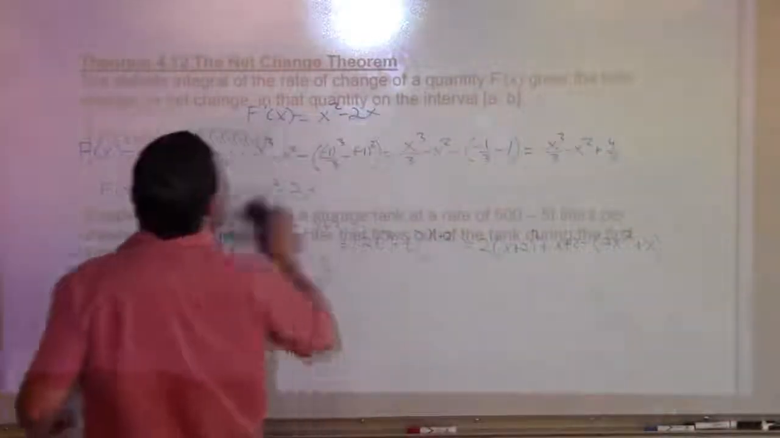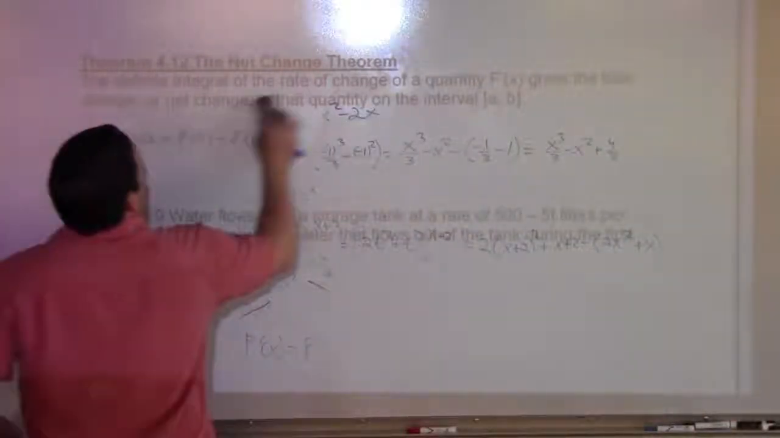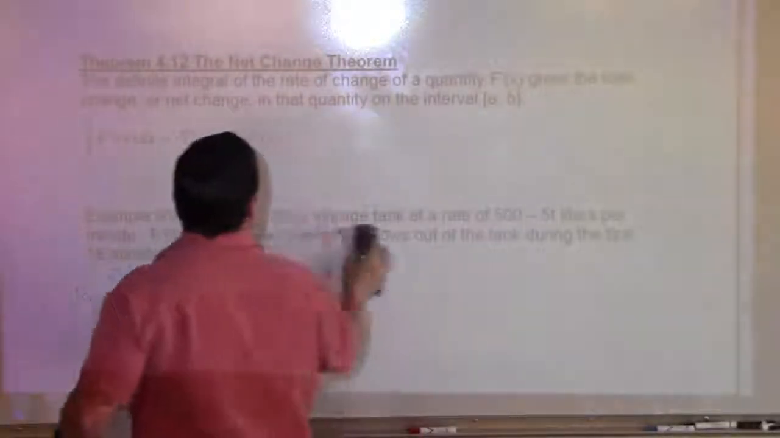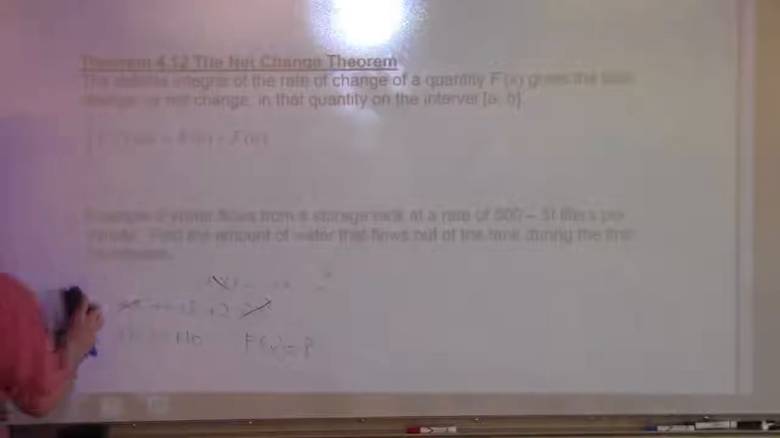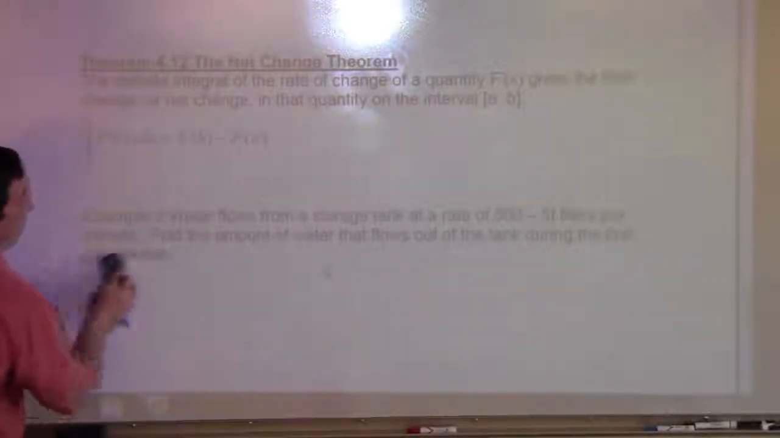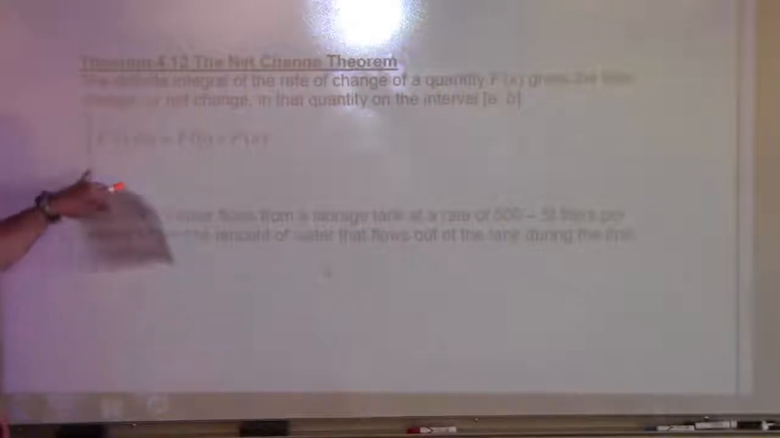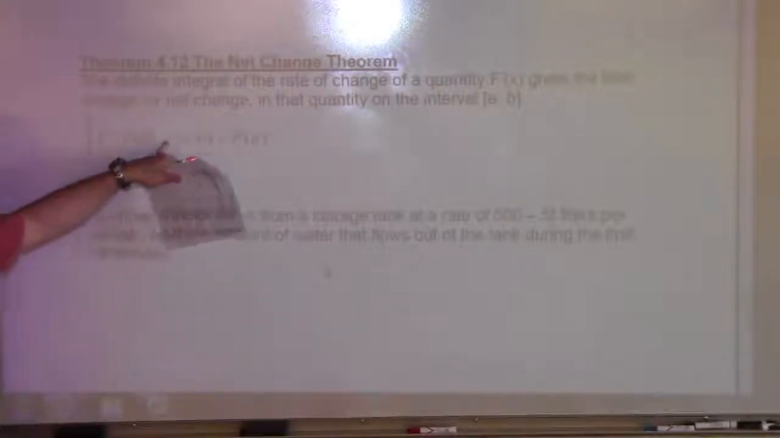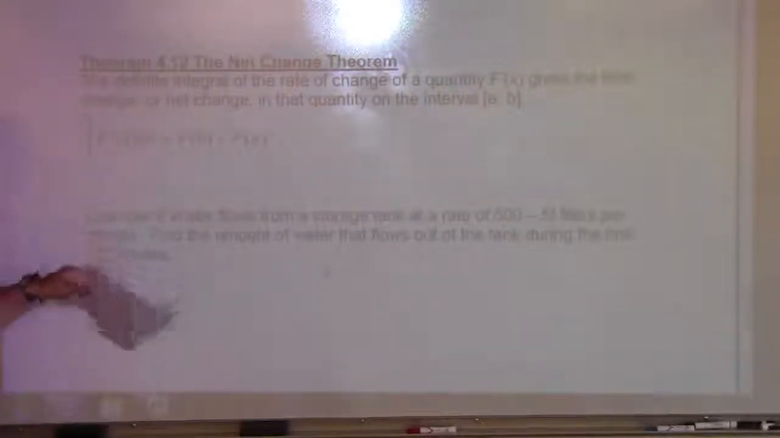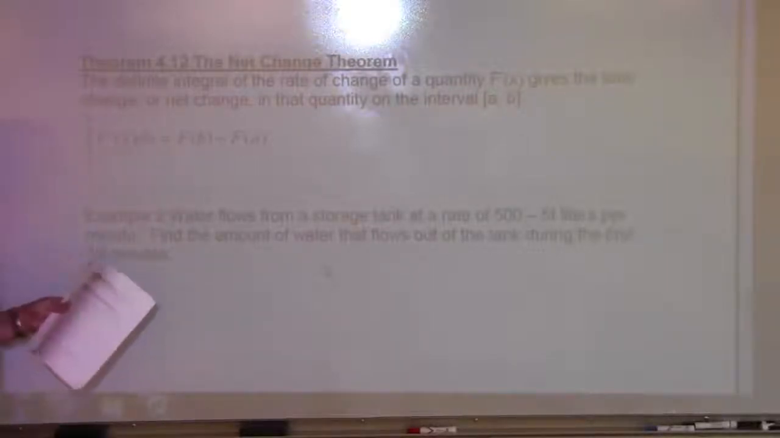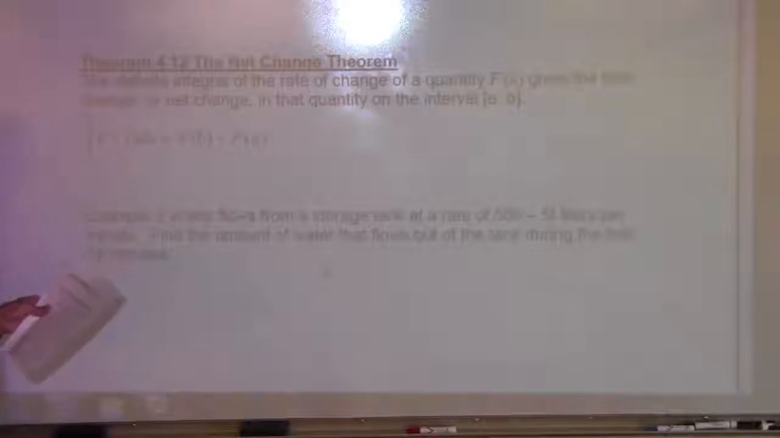This is the net change theorem. The definite integral of the rate of change of a quantity, F prime of x, gives the total change or net change in that quantity over the interval from a to b. So the integral from a to b of F prime of x dx is F of b minus F of a, the net change.